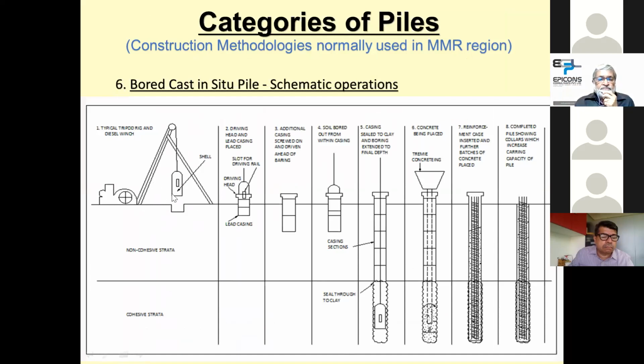Tripod is positioned, and first the guide casing is pressed inside. The baler itself is used to drive either guide casing or further casing. All these casings are attached to each other by threads. Always there is a driving head at the top which saves the casing from buckling or bending.